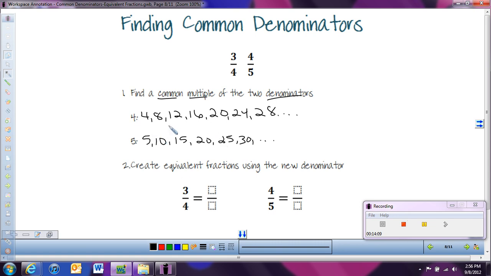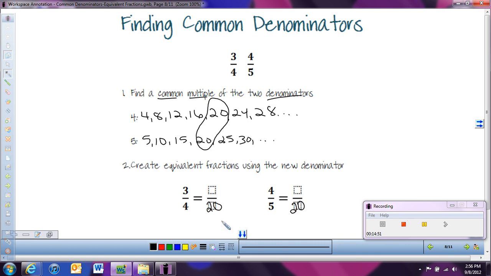Now as I'm looking through my list, I am trying to find a number that is in both of these lists. And we want the first one that we see. So the very first one I see right here is 20. So 20 is our common denominator. Now that we know what our common denominator is, we can create equivalent fractions, with 20 being our common denominator.